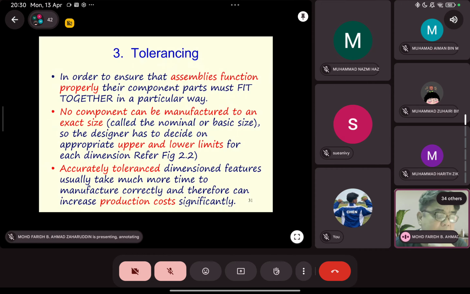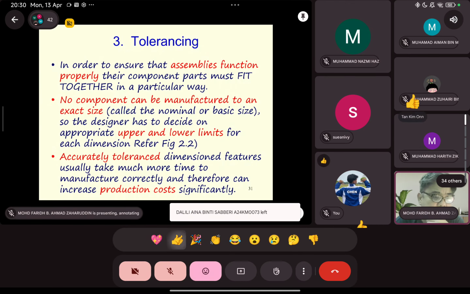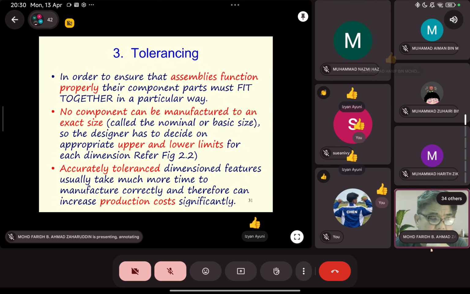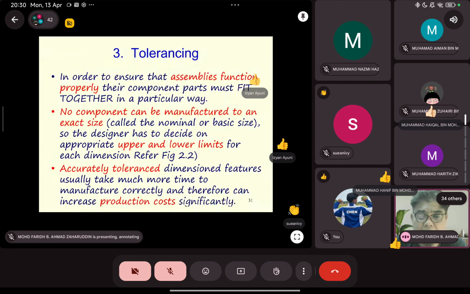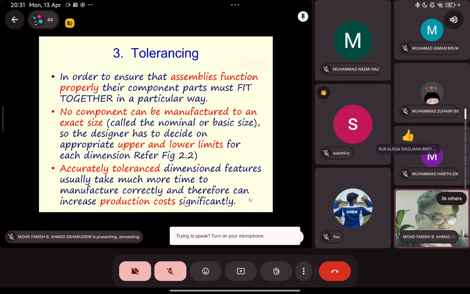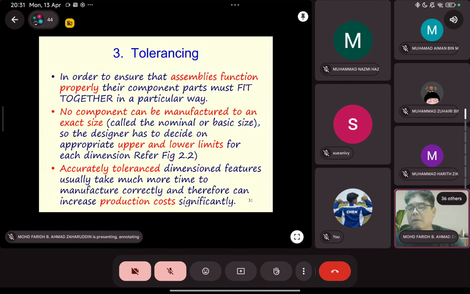Can you see my face? Camera? Tak ada sangkut-sangkut. Right. Okay. If sangkut, please let me know. Right.